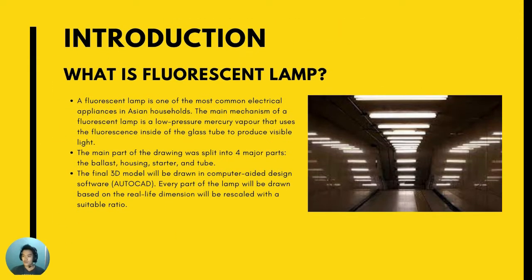Then we move forward to the introduction of the fluorescent lamp. What is the fluorescent lamp? A fluorescent lamp is one of the most common electrical appliances in Asian households. The main mechanism of the fluorescent lamp is low pressure mercury vapor, which is contained inside the glass tube and produces visible light. The electrical current from the electrical supply, mainly from the ballast, which we usually call the choke in Malay, will excite the gases inside the tube, thus projecting the energy into visible light.